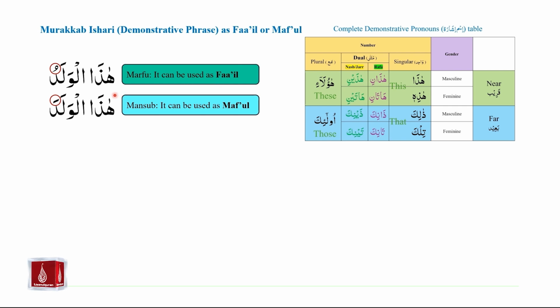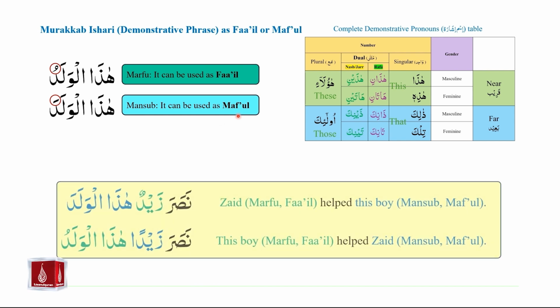If we look at hazal walada, hazal waladu means this boy. Hazal walada also means this boy. The only difference is the status of the musharun ilay and the difference between al-waladu and al-walada when it comes to the status. Hazal walada is mansoob. It is mansoob because the musharun ilay is mansoob. Since hazal walada is mansoob, it can therefore be used as maf'ool because the maf'ool will always be mansoob. We have the following examples.